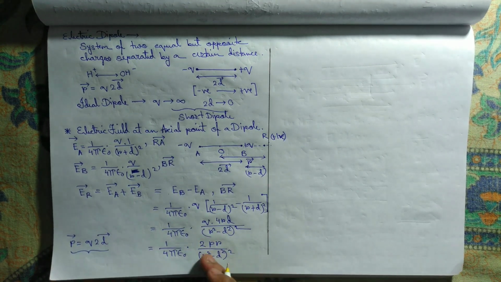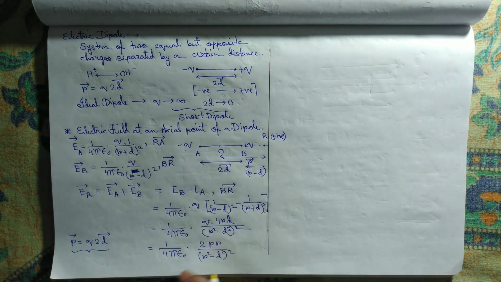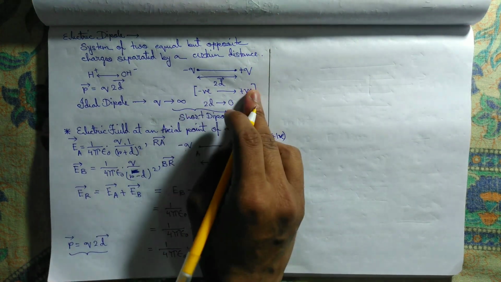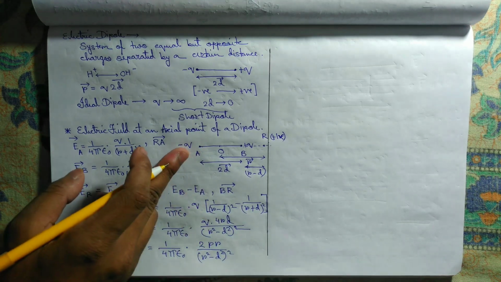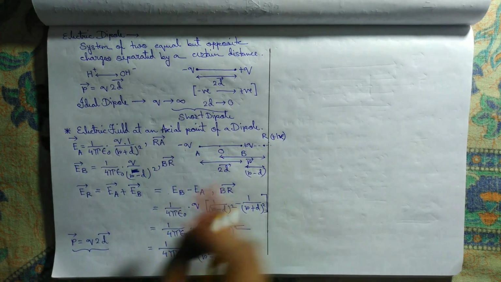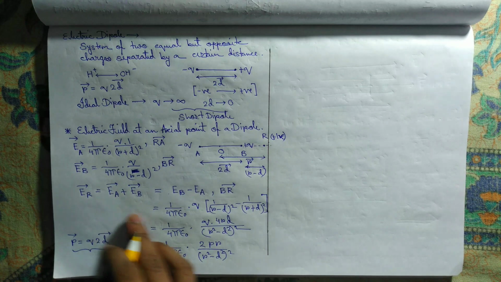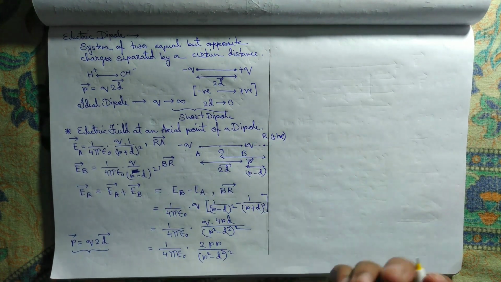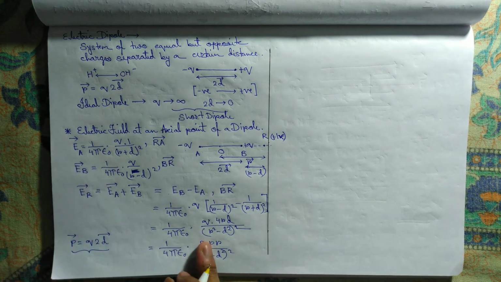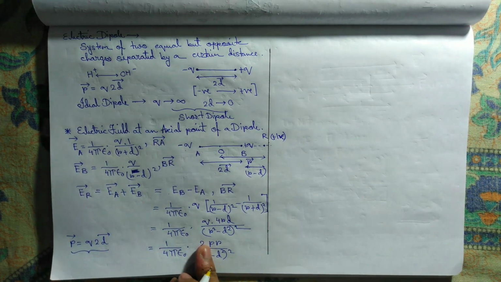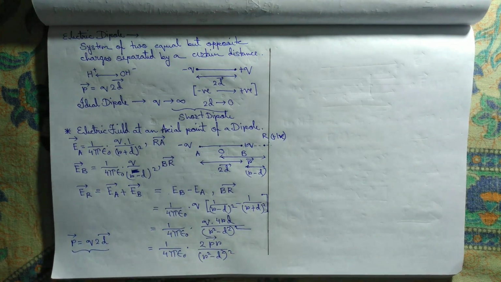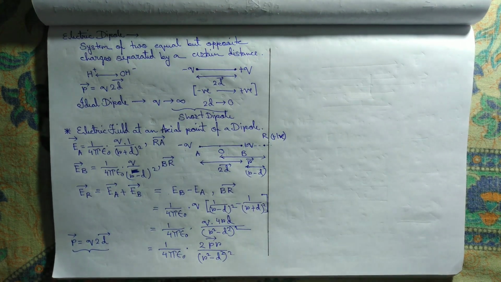Here P is already present, which is itself a vector quantity, and its direction is from minus q to plus q. So the direction of the total resultant electric field is also along P. So we can say this electric field is along the P vector, the dipole moment vector, and we can write it simply like that. Now this is for a dipole.